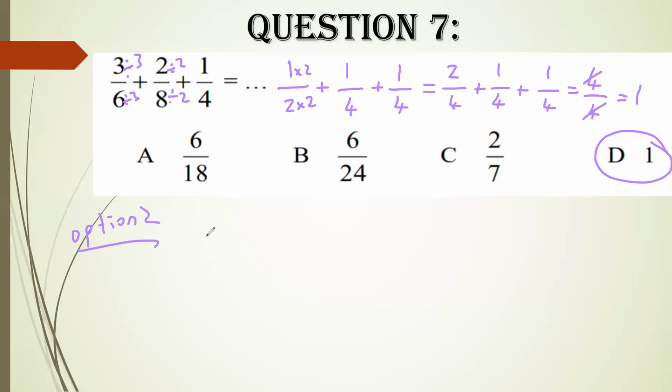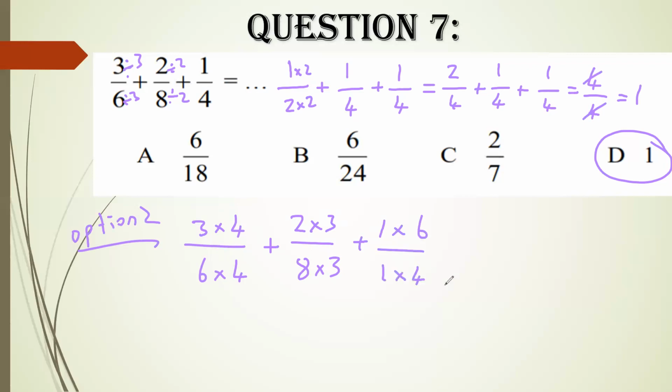Option 2. First of all, 3 times 4 and 6 times 4. Why am I doing that? Because I'm going to make them equal with 24. And next one, 2 times 3, 8 times 3, because we know 6 times 4 is 24 and 3 times 8 is 24. Plus 1 times 6 over 4 times 6. So 3 times 4 is 12 over 24 plus 6 over 24 plus another 6 over 24.